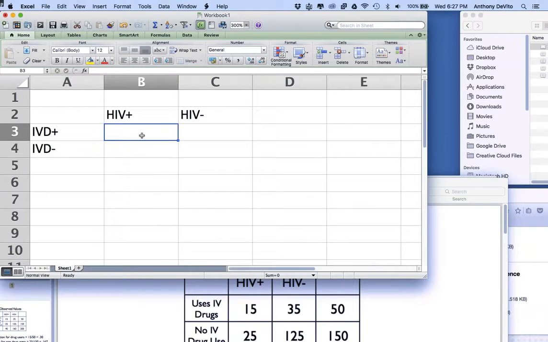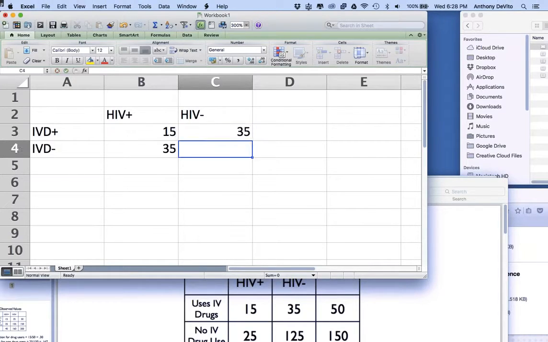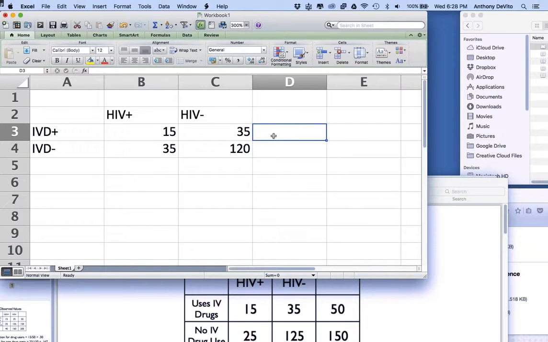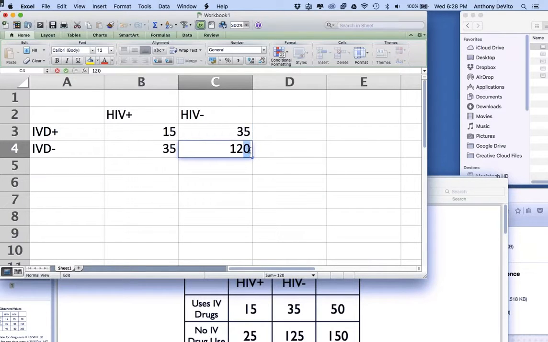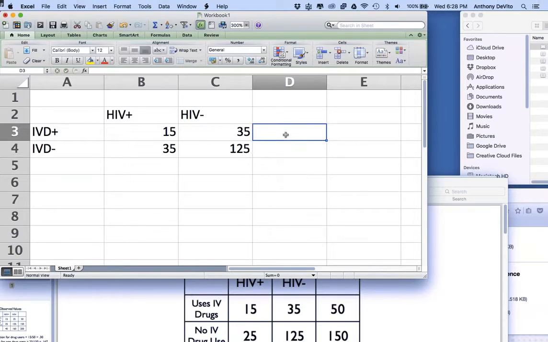Okay, and if you guys can help me out, I think that this was, what was this, 15? And this was 35? And this was, if you remember, that was 35. And this was 120, right? Whoops, 120, I think. 125. Yep, it's got to add up to 100. Okay, 125. Right, that makes sense because it adds up.